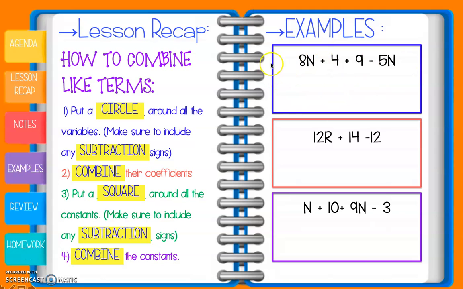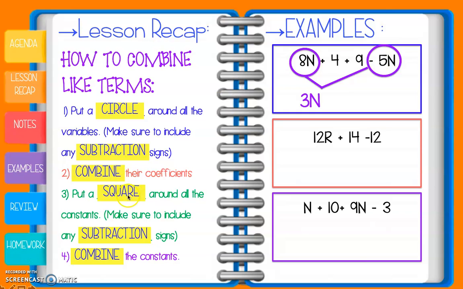We're going to start in the blue box here. We have 8n plus 4 plus 9 minus 5n. The first thing we're going to do is circle all of the variables. 8n contains a variable, so we're going to put a circle around that. And then we have a minus 5n, so I'm going to put a circle around the entire minus 5n. Notice how I kept my subtraction signs there. Now we're going to combine those. 8n minus 5n leaves us with 3n. Since they're n's, we can combine them. They both have the same variable, so we can put them together.